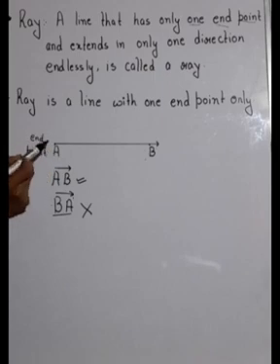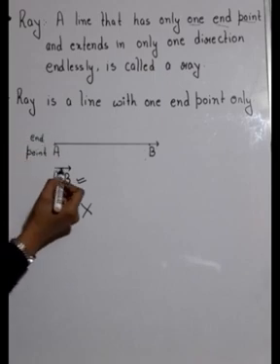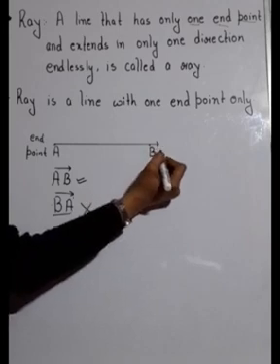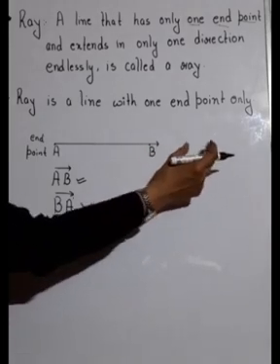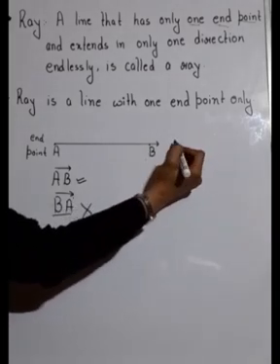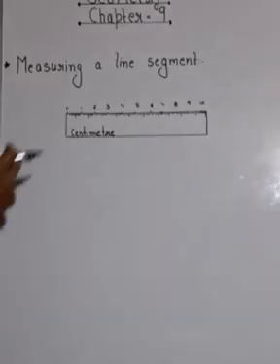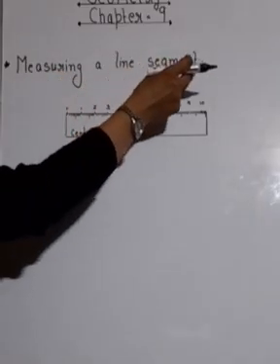This is the end point. Okay. So your ray is starting from A and going towards B and extending towards B, or you can say it extends towards B endlessly. Okay. Next, we are having measuring a line segment.